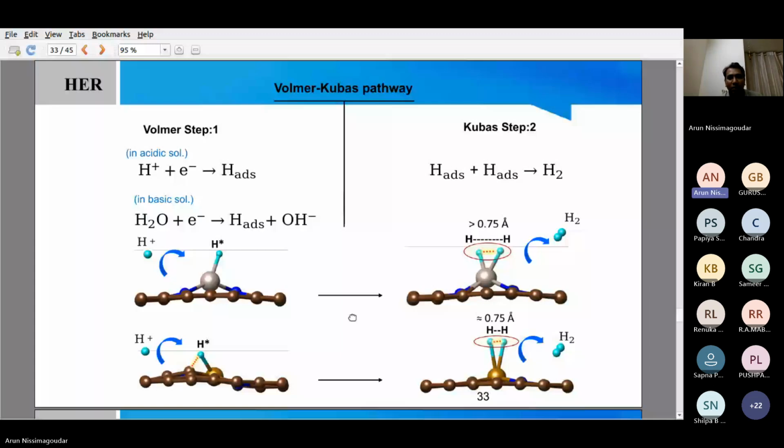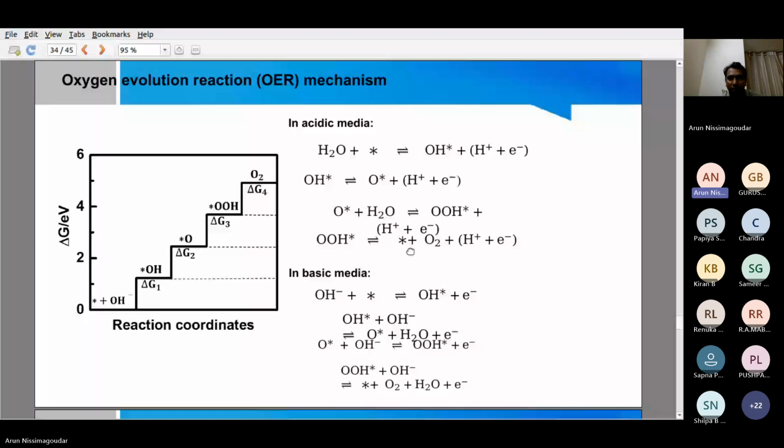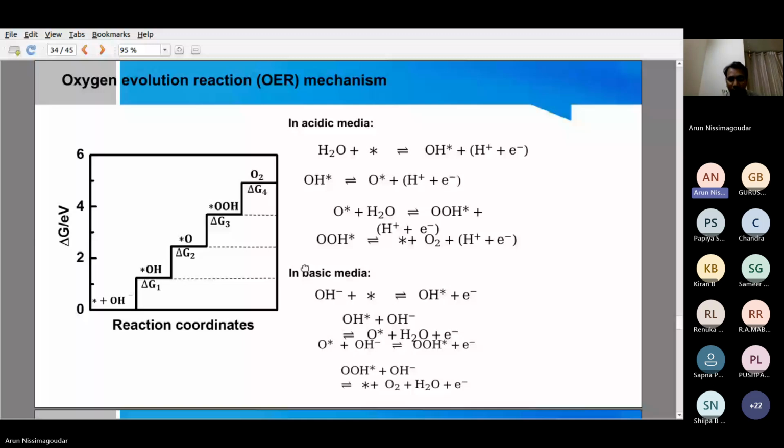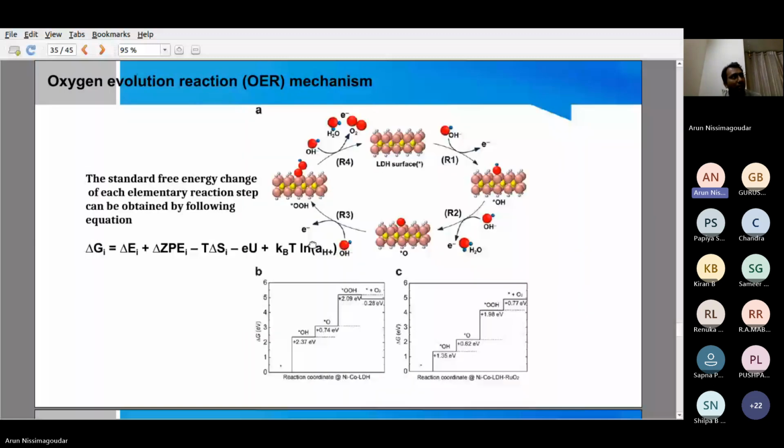Similarly, to understand the oxygen evolution reaction, you can visualize it here. This is a catalyst. We can start from here. This is a bare catalyst. There is no absorption of OH or anything. During the reaction, the OH will come and sit on this catalyst. This catalyst may be any material that we are trying to find.